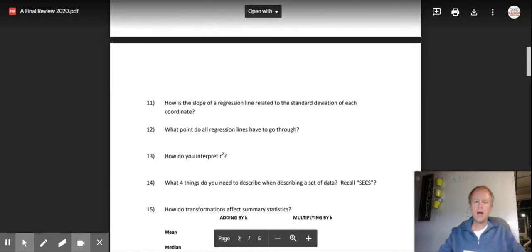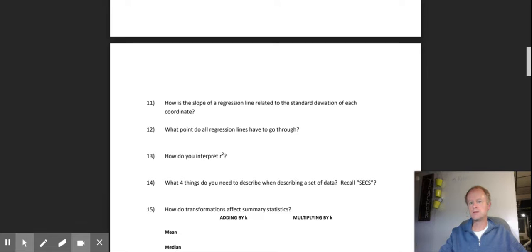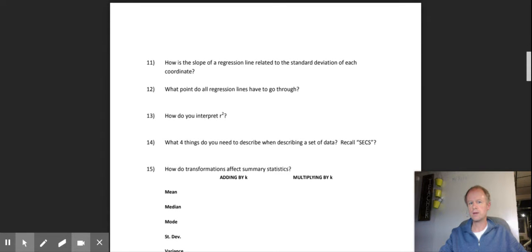Number 11, how is the shape of a regression line related? Okay, in that one we don't need to worry because we did not have time to get to regression. Actually, I take that back. We touched on regression. There's going to be a little bit of regression. There's not going to be regression inference on the AP test this coming week, but we do need to know this one. So, slope of a regression. Well, the rule is that the slope of the regression line, and we call this B1, is equal to R times the standard deviation of Y divided by the standard deviation of X.